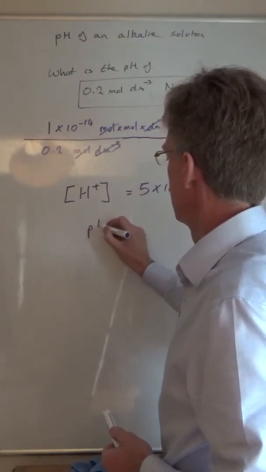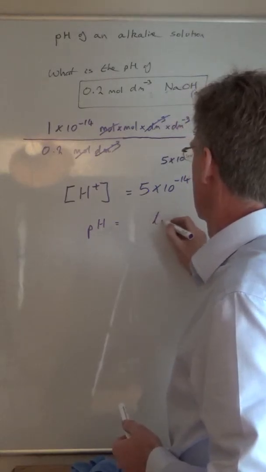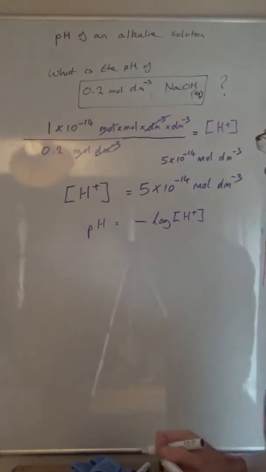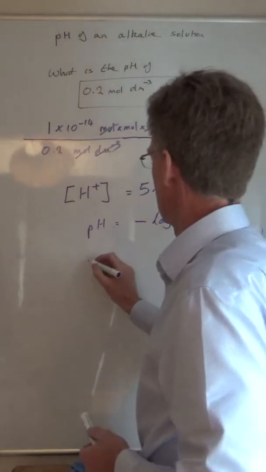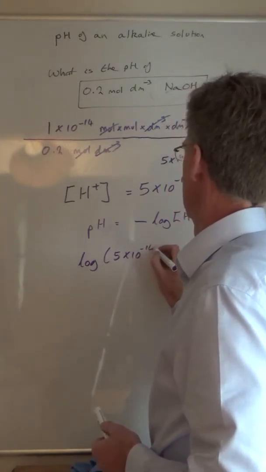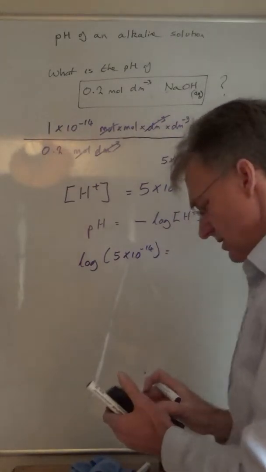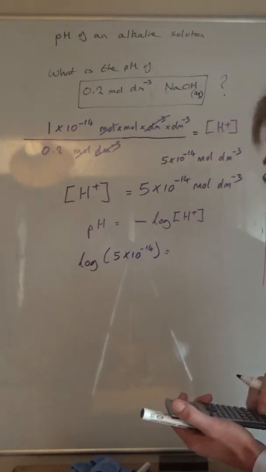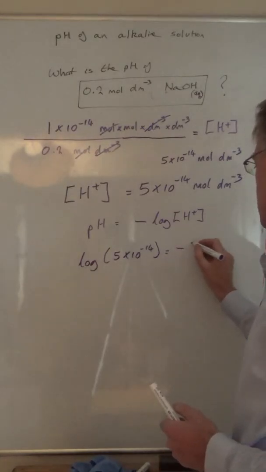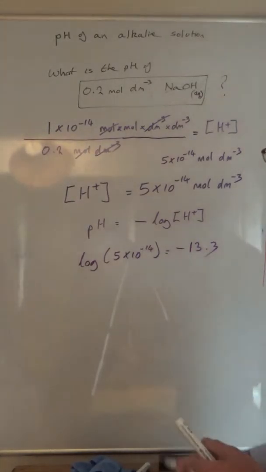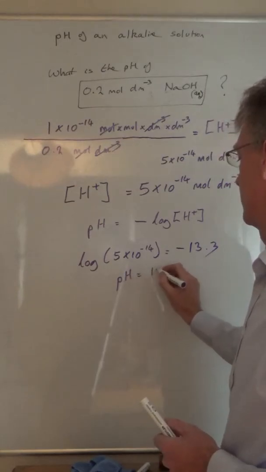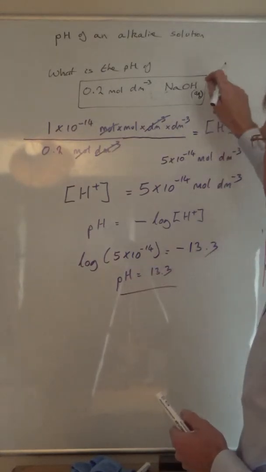Now the definition of pH is the log of the H plus ion concentration, but with a sign change, a negative sign there. So you calculate the log first of all. The log of 5 times 10 to the minus 14, the calculator tells me, is minus 13.3, but we have to change the sign to get the pH, so the pH would be 13.3, which is what you would expect for a strong alkali.